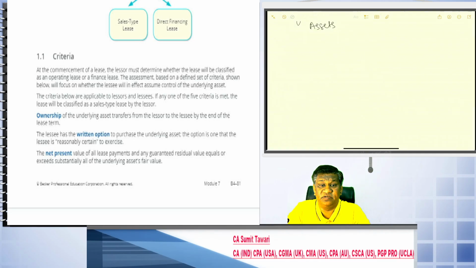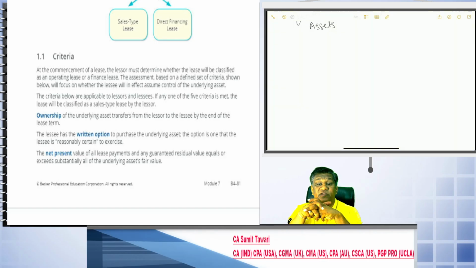The lessee has the written option to purchase the underlying asset. The option is one that the lessee is reasonably certain to exercise. Means there is an option that the asset will be purchased by the lessee and he is prepared to buy it. In that situation also we need to consider this as a finance lease.